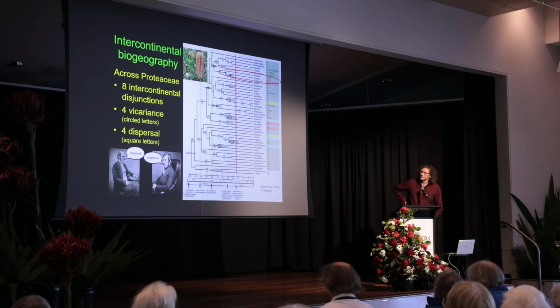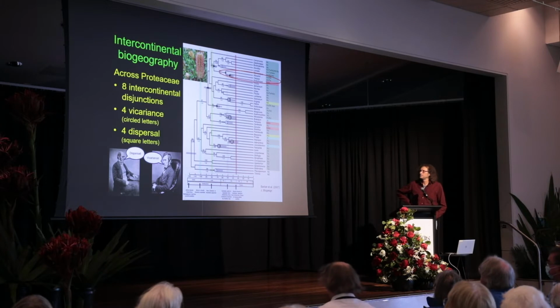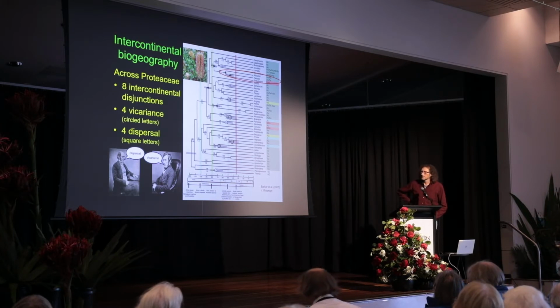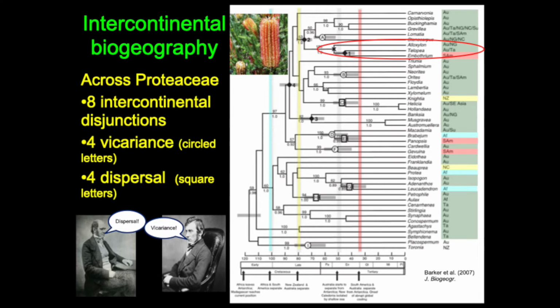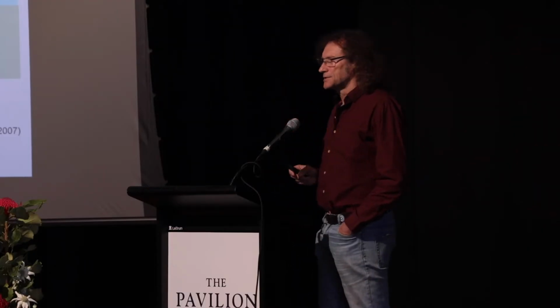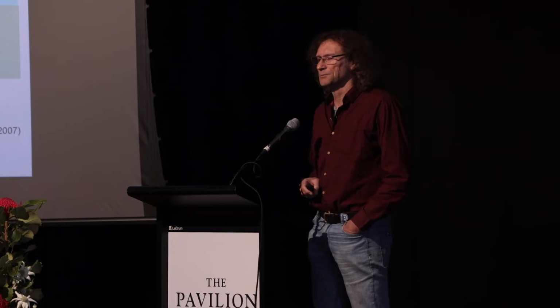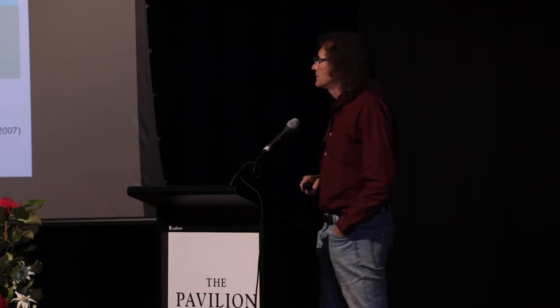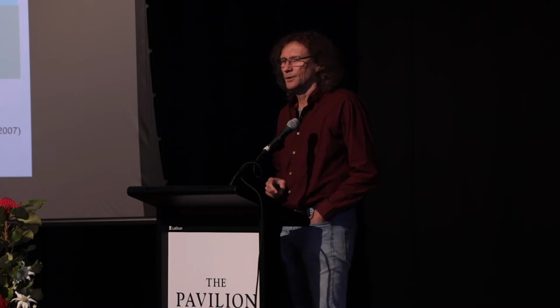But let's go and have a look at some other examples, and the big one for us is Proteaceae, but there's lots of others. And when you look across the entire family tree for the whole family of Proteaceae, there's actually 8 international disjunctions, they're called, where species are related to one another that come from different continents. And to cut a long story short, the relationships for half of those, 4 out of the 8, can be explained by vicariance, and the other 4 can only be explained by dispersal.